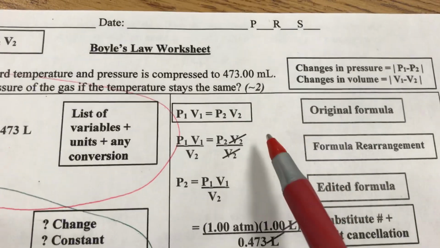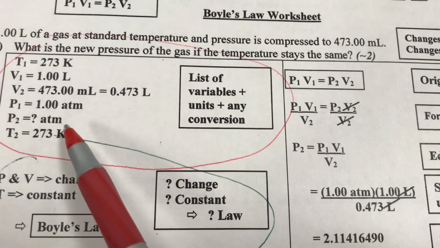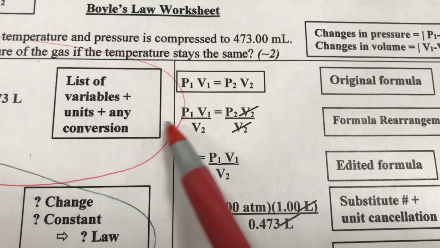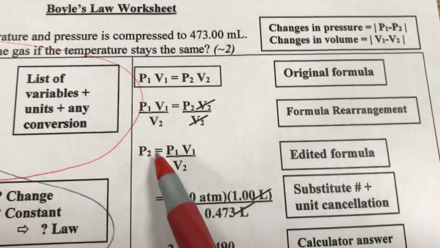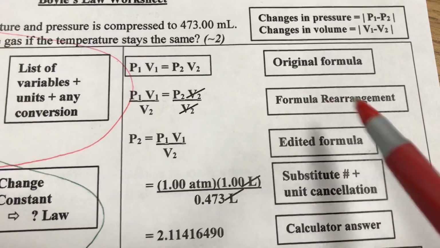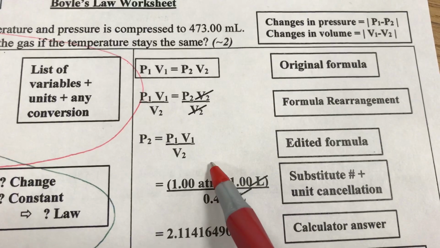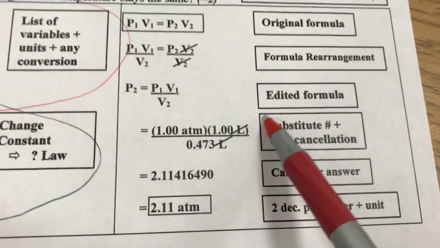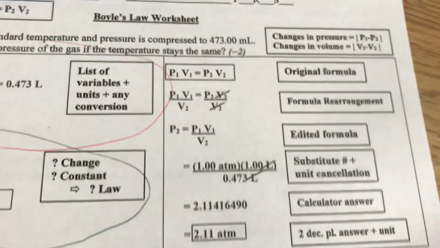Now once you decide it's Boyle's law, we write down the formula, P1 V1 equals P2 V2, and then you look at which quantity you want to find. I'm looking for P2. So if I'm looking for P2, I have to cancel my V2, so I divide by V2 on both sides to keep my P2 isolated. After I rearrange my formula, it would be P2 equals P1 V1 over V2. Now once I have this formula, I can put all the numbers in, cancel my units, write down my calculator answer, and then round to 2 places with the unit.